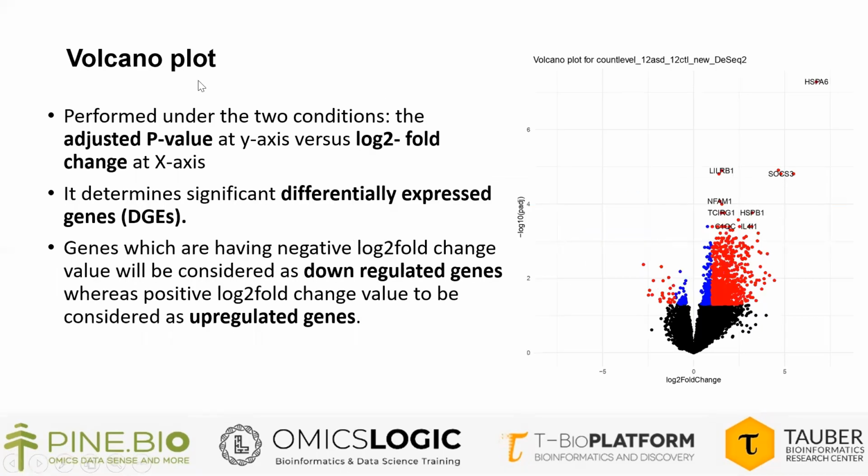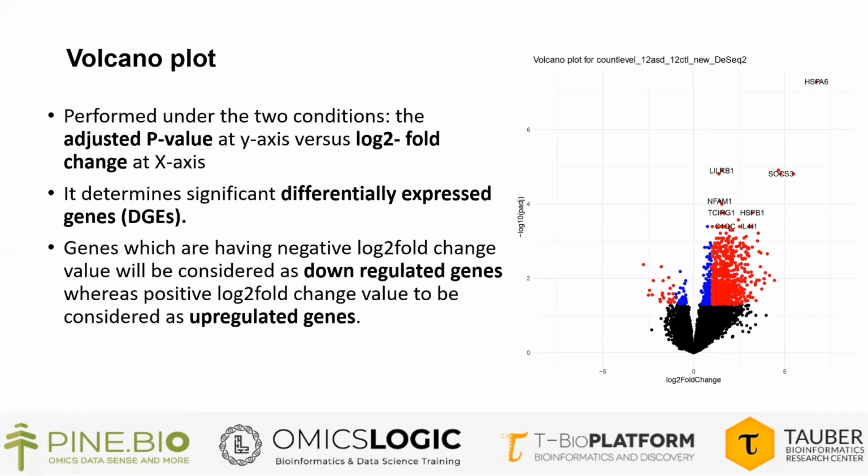Volcano plot. It is performed under two conditions, the adjusted p-value at the y-axis and log2 fold change at the x-axis. It determines significant differentially expressed genes. Genes which have a negative log2 fold change value will be considered as downregulated genes, whereas a positive log2 fold change value indicates upregulated genes.